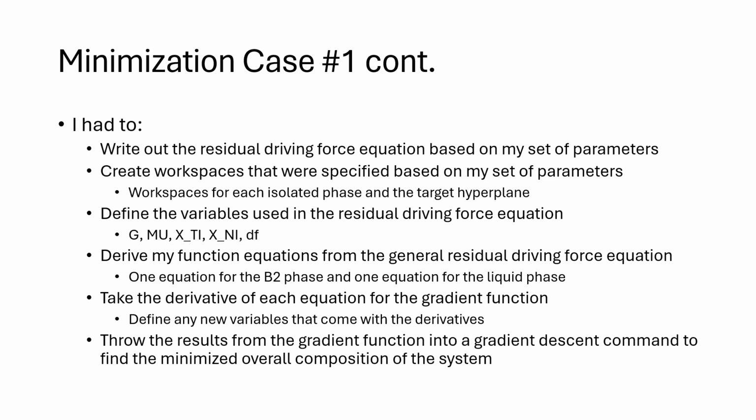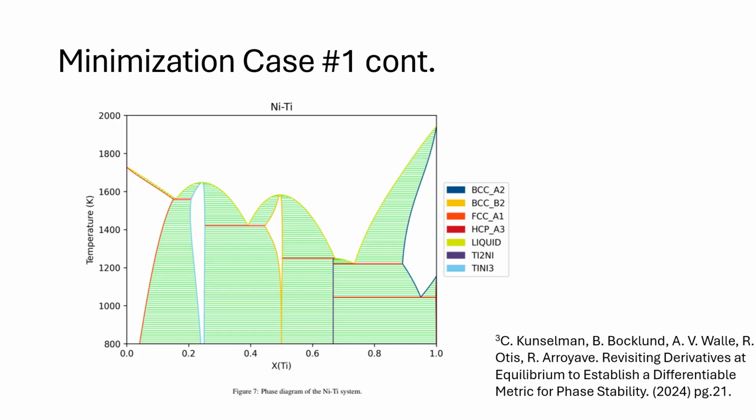composition of the system. So this graph shows each phase is listed on the right according to their temperature, to the composition of titanium, in this case, of that component. And so as you can see, not every phase exists at every point in temperature. So if I'm looking at a certain temperature, I can test for the phases that align in that spot. And so for minimization case number 1, I am looking at the BCC B2 phase and the liquid phase, and the temperature is 1550 Kelvin.